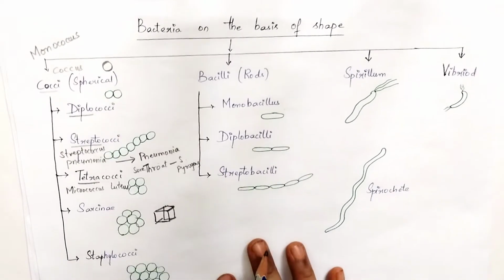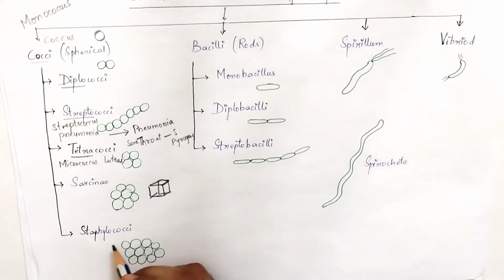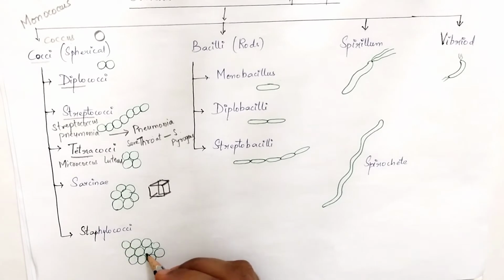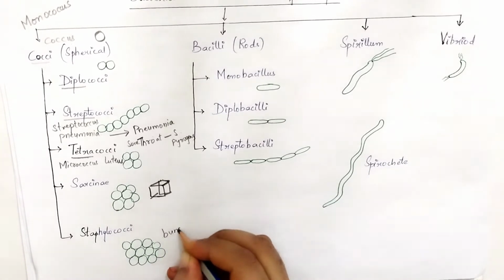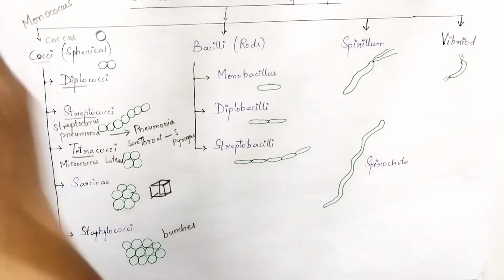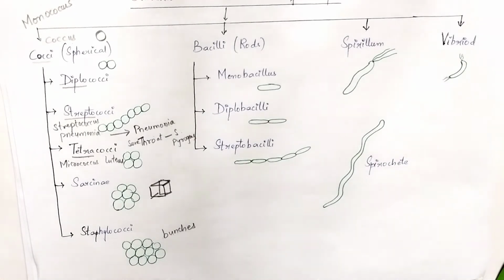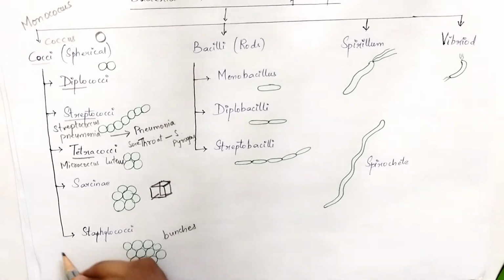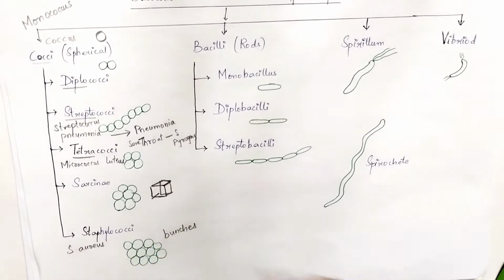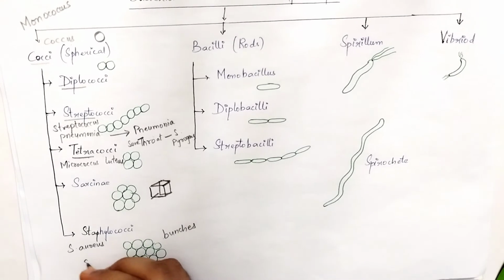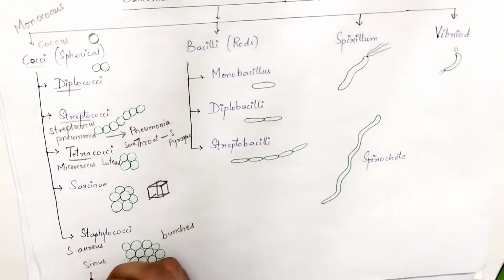Next one is Staphylococci. In Staphylococci, the cells are arranged in bunches, and that too in an irregular pattern. The best example you can take here is Staphylococcus aureus. This is the main bacterium which causes sinus infection and also food poisoning.